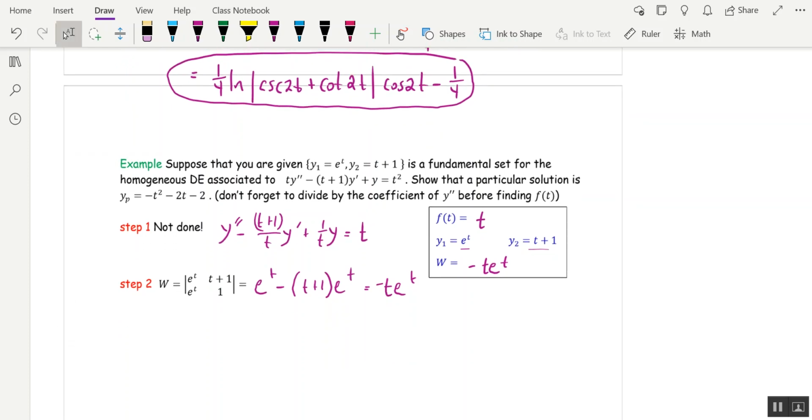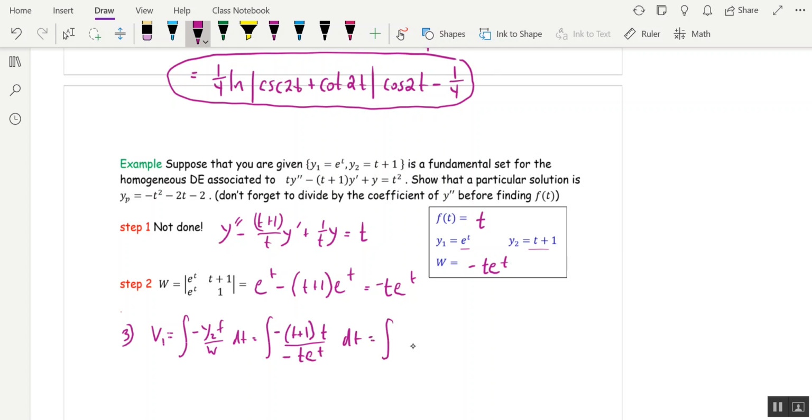Step 3. v1 is the integral of negative y2 f over W dt, which is the integral of negative y2, which is t plus 1, f is t, and then W is negative t e to the t, dt. So the minuses kill each other off, these t's kill each other off, and I end up with positive t plus 1.